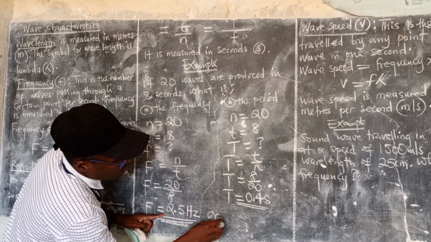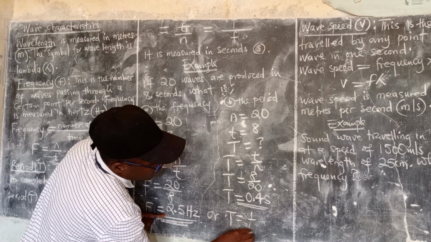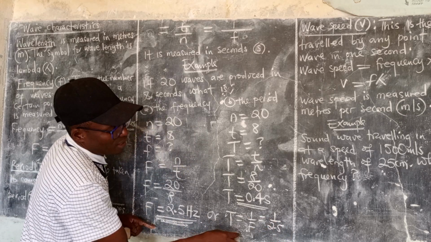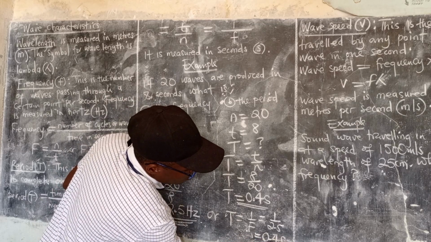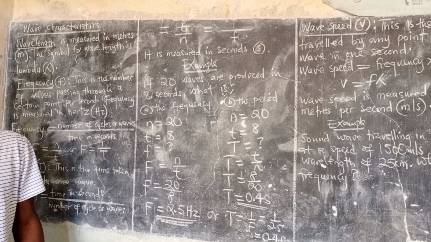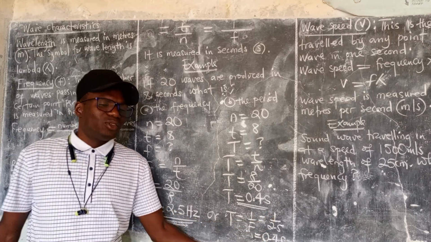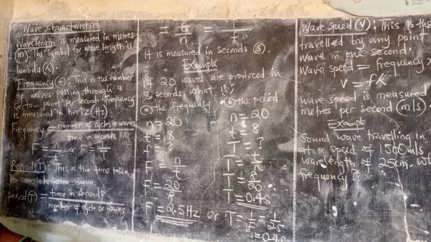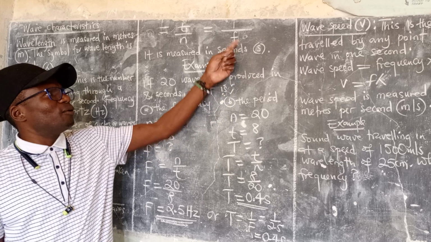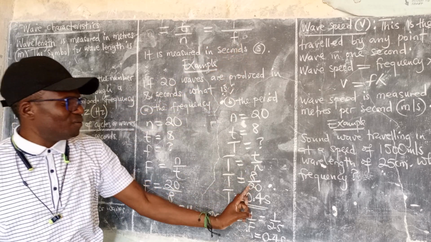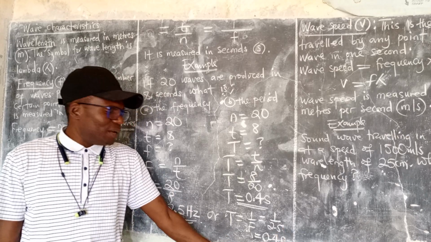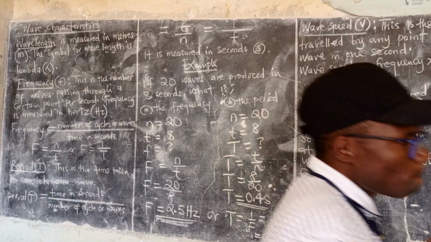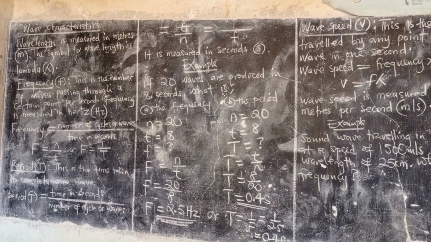If you wanted, you could have used this one. You can say T is equal to 1 over F. What is our F there? 2.5. What is 1 divided by 2.5? So after finding the frequency, we would have just used the other formula, 1 over F, which means 1 over frequency. If I divide 1 by frequency, I'm still getting the period. We're good? Okay, let's proceed.